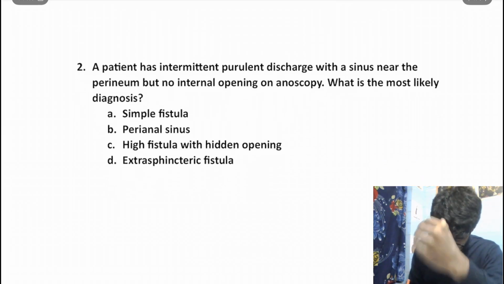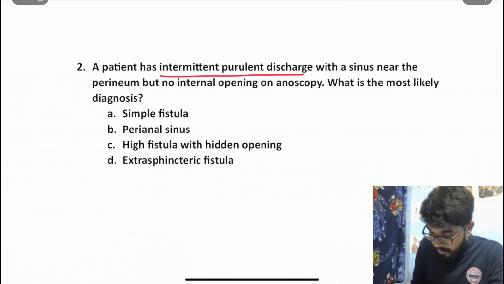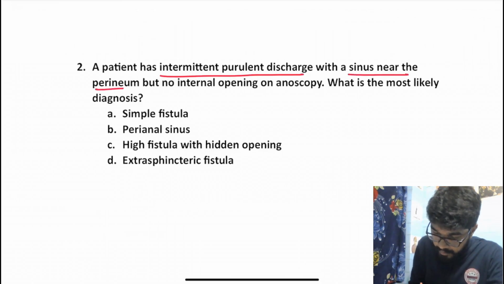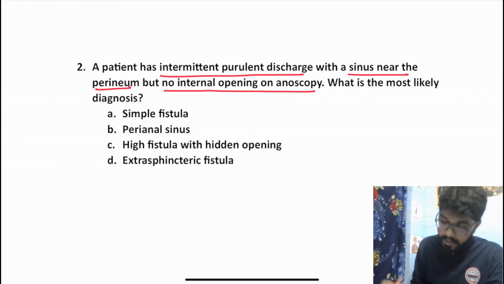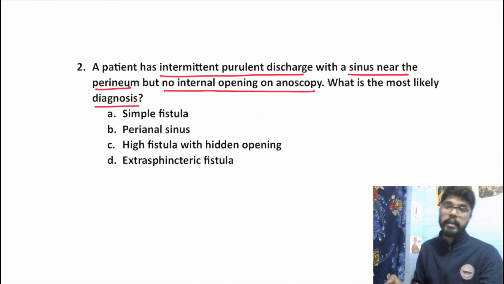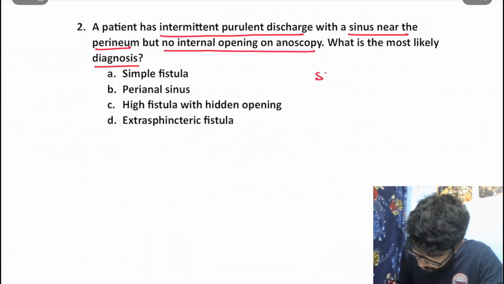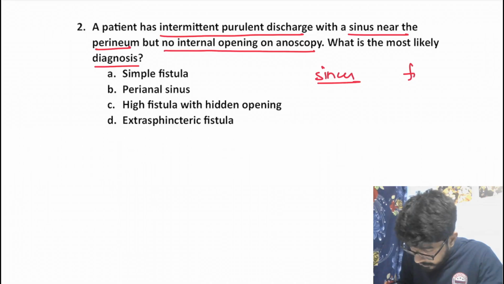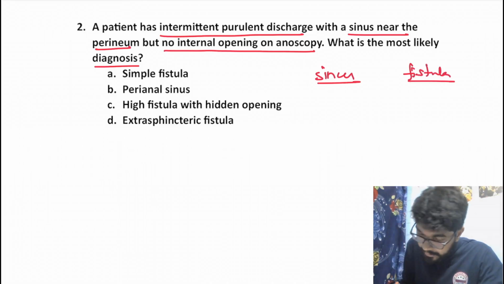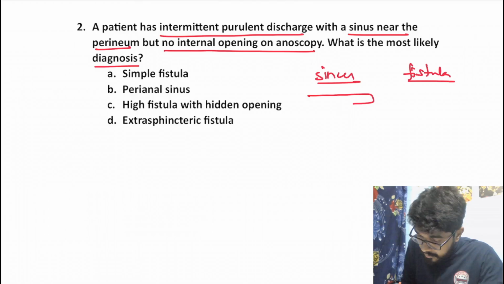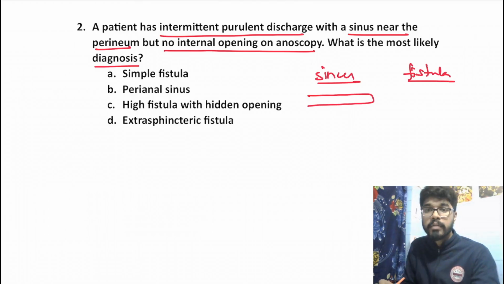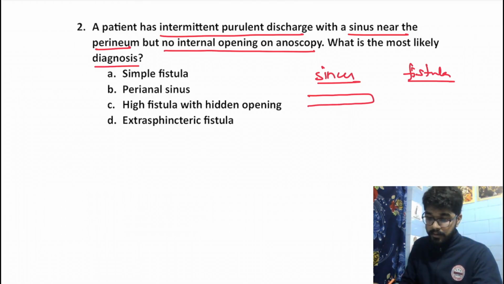A patient has intermittent purulent discharge with a sinus near the perineum, but no internal opening on endoscopy. What is the most likely diagnosis? Now over here, the most important thing that we need to know is the basic difference between a sinus and a fistula. Right, a sinus is just an opening in the exterior but no internal opening. Okay, no opening on the interior aspect.